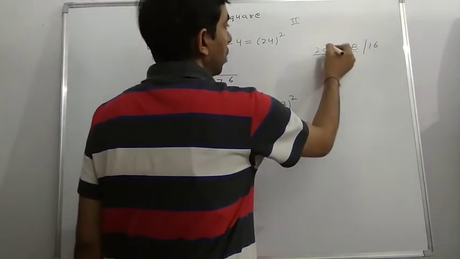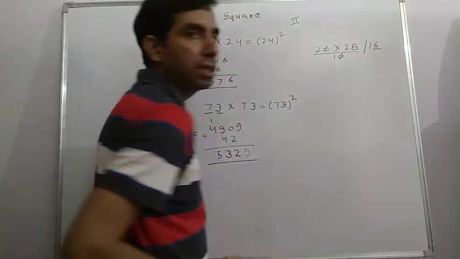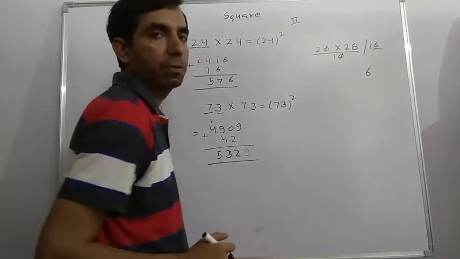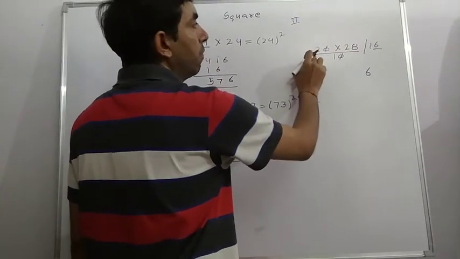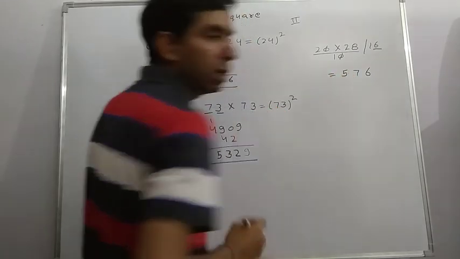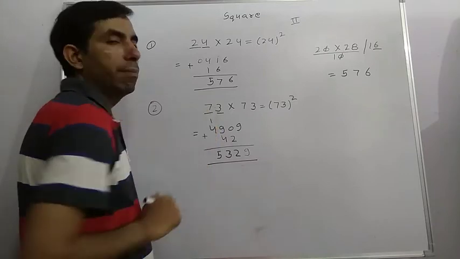So solving it, 0 cancels 0. Here we can write only 1 digit. So 6 is as it is. 1 is added to the next part. So 28 times 2 is 56, plus 1 is 57. Then our answer is 576. Next, here the number is 73.